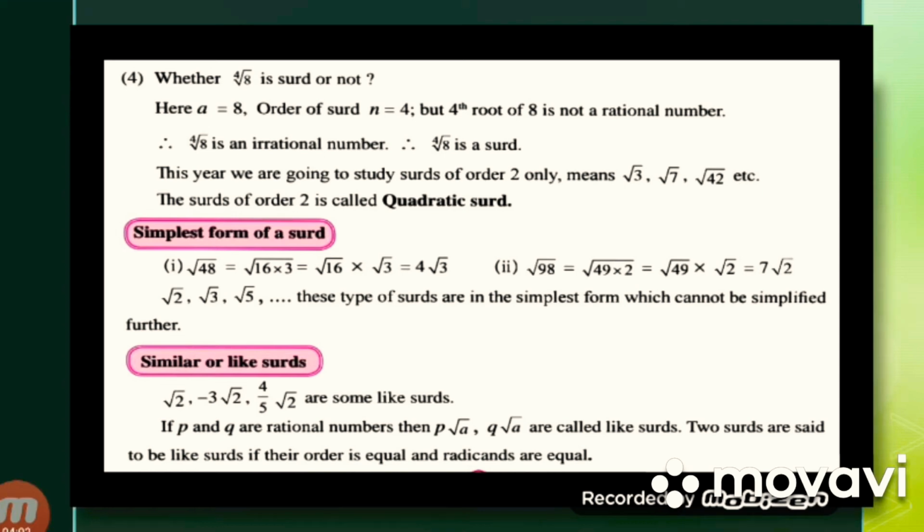Similar or like surds. Now in this example we can see that root 2, minus 3 root 2, 4 upon 5 root 2 are like surds because root 2 is common. So if p and q are rational numbers, then p root a, q root a are called like surds. Two surds are said to be like surds if their order is equal and radicands are equal.